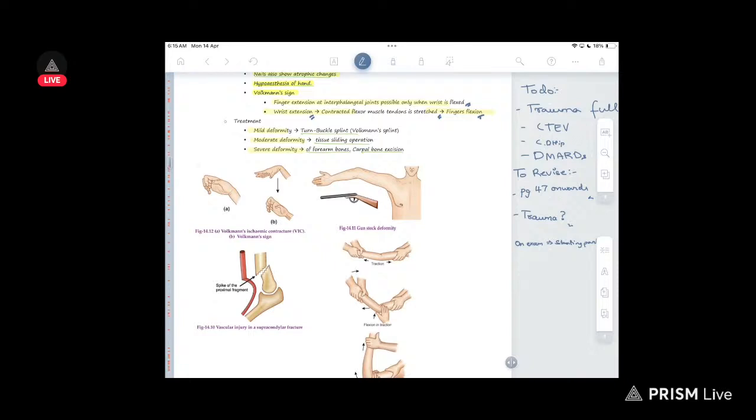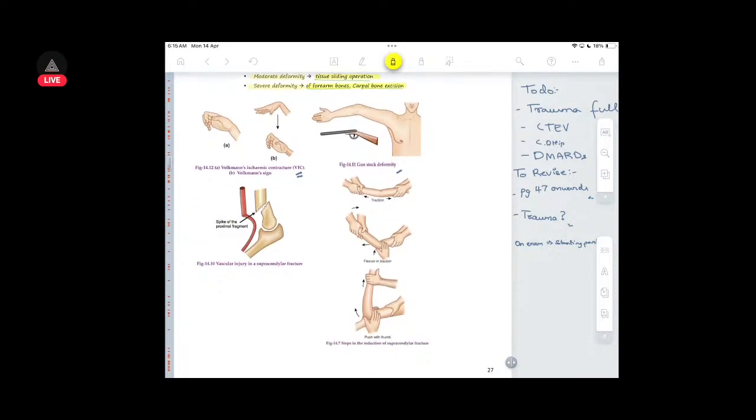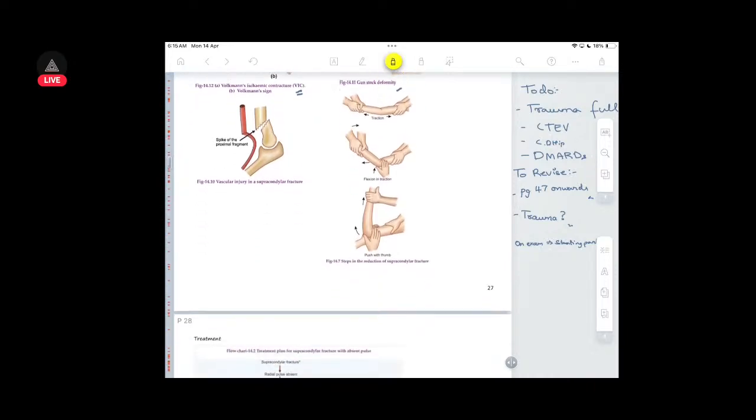This is Volkmann's ischemic contracture and Volkmann's sign. So the deformity is confirmed, and treatment you have to do: you can provide a splint. First of all, for moderate deformity you do a sliding operation, and for severe deformity you do carpal tunnel release and carpal bone excision. You have to do that.